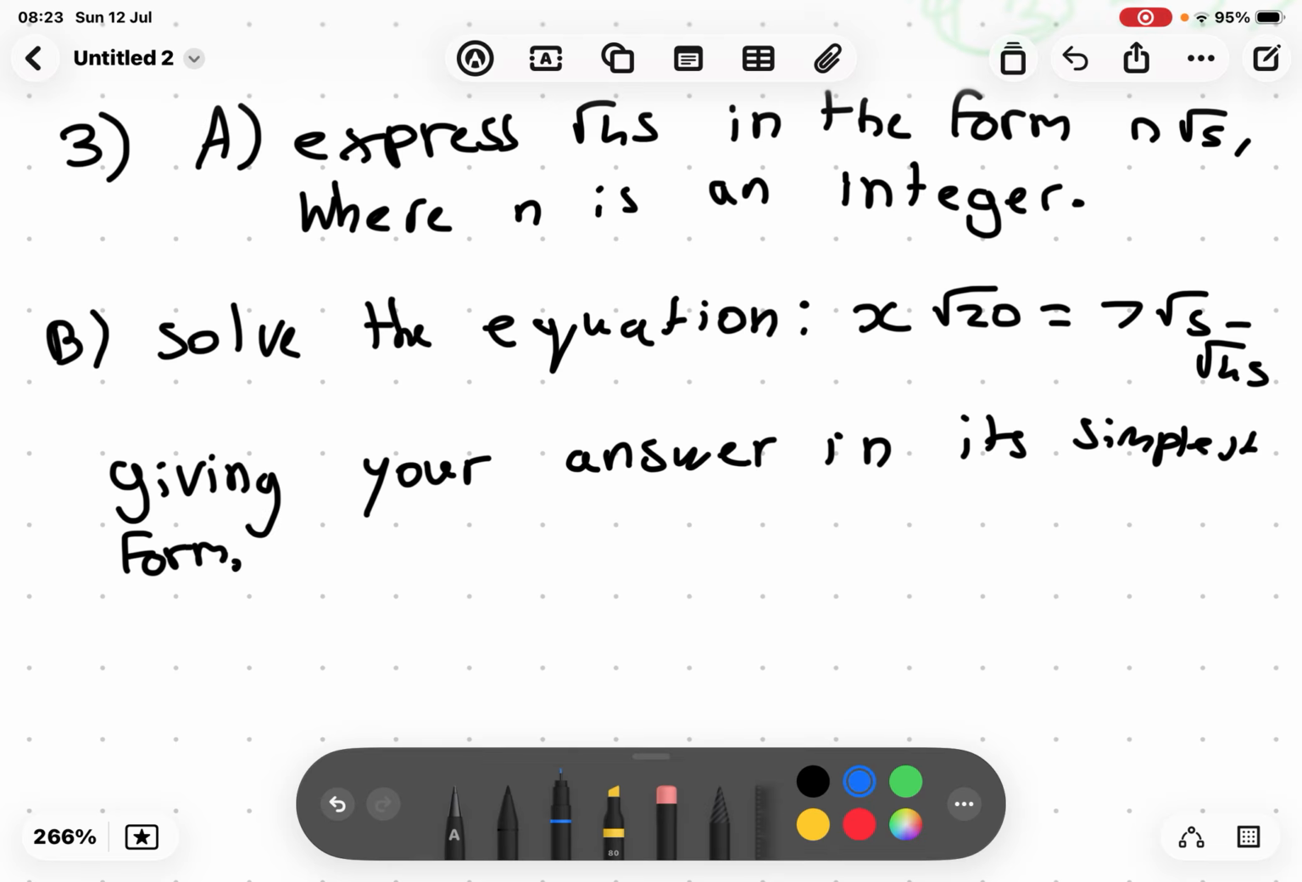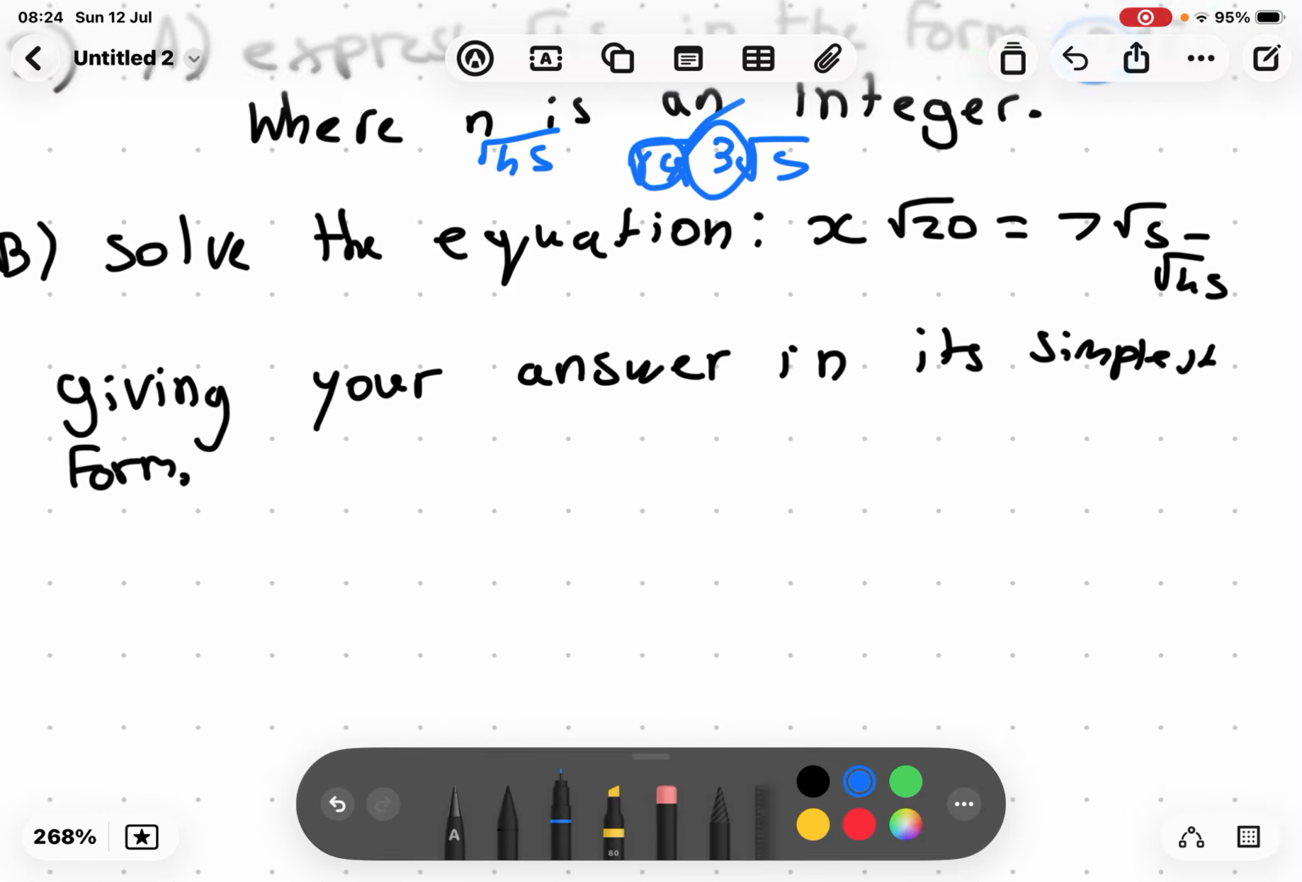Okay, so express 45 in its form and 5 where n is the integer. It's an integer. Okay, that's easy. Basically, again, this can be 9. So basically, the 45 becomes square root of 9 and square root of 5. This becomes a 3, and so n equals 3. Easy, done.